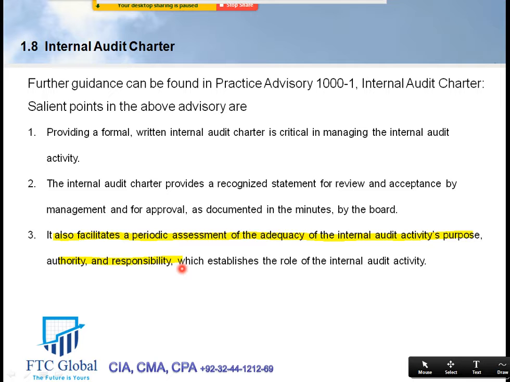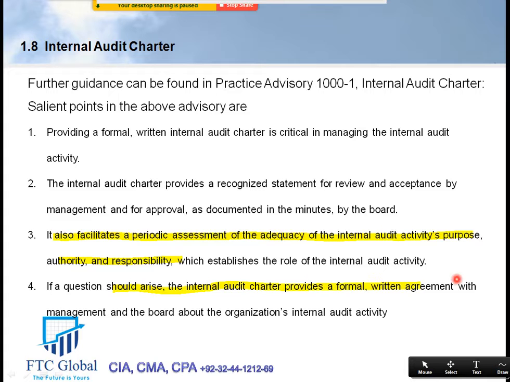If any question of conflict arises, the internal audit charter provides a formal written agreement with the management and the board on what my role is, what my powers and authority are. So that's why it's very crucial. The internal audit charter helps to remove any ambiguity, any conflict between the senior management and various executives in the company.